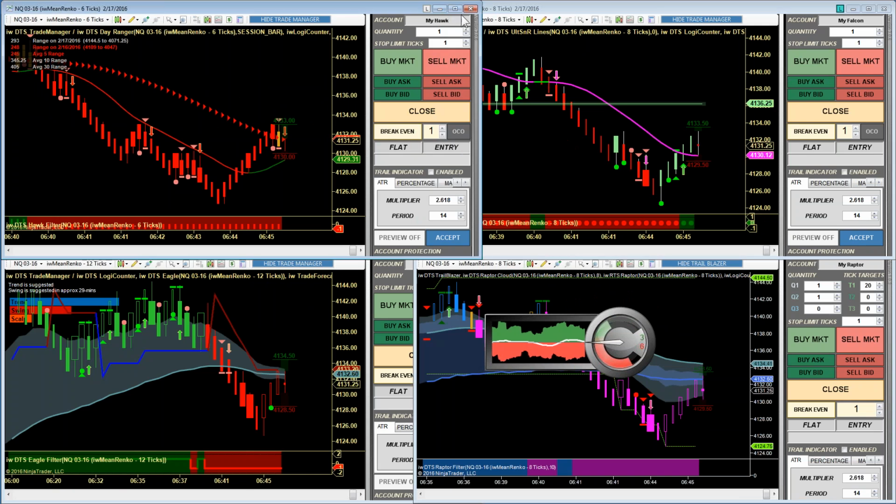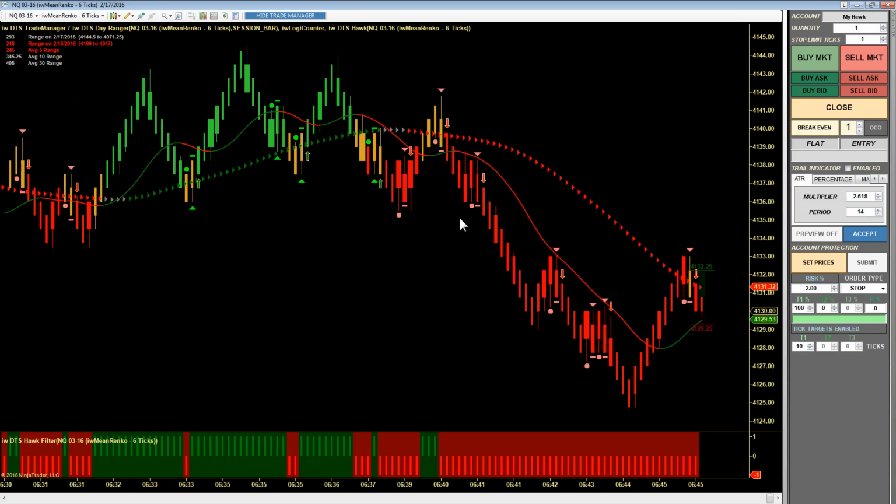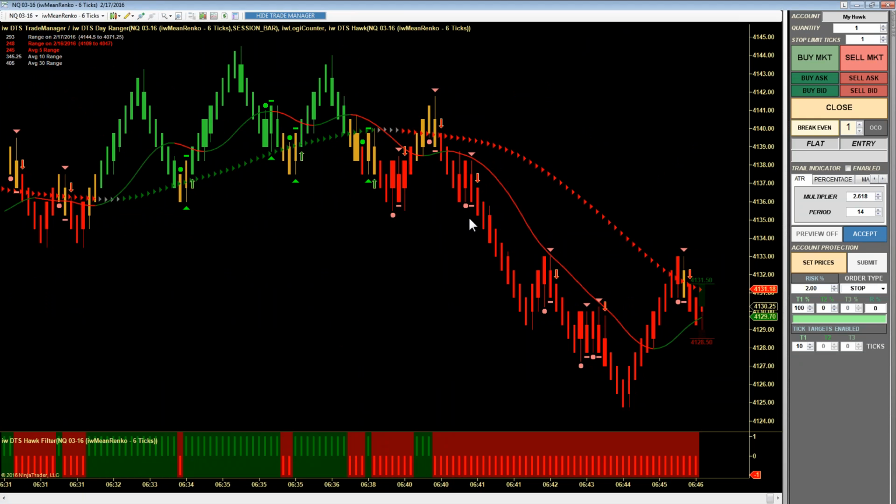All right, well, here on the Hawk, while I was looking at other markets, we had a nice first micro-macro cross. That's the signal right here. This is our highest probability signal on the Hawk. This bad boy right here.